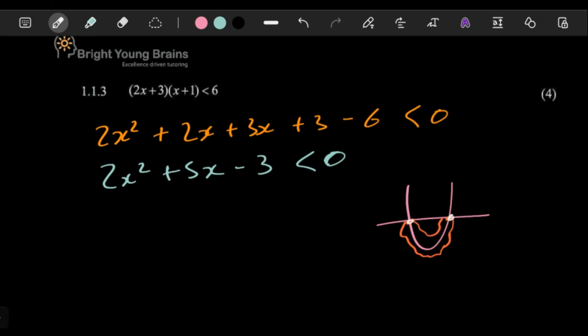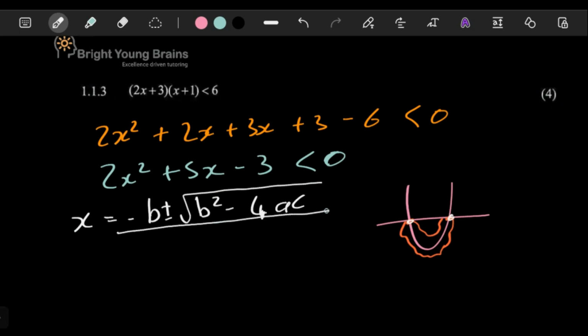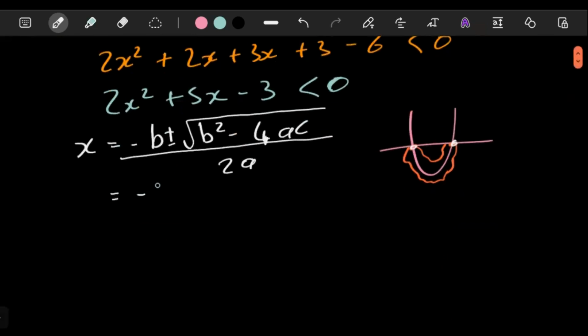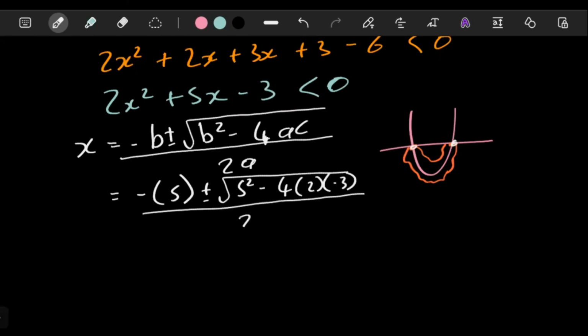So on my side, I don't even usually bother myself. I just use the quadratic formula. Minus b plus or minus the square root of b squared minus 4ac, the whole thing over 2a. So this b is a 5, right? Then you're going to have your 5 squared minus 4a. The a value is a 2, c value is a negative 3. So all this in the calculator, let's see what we get.